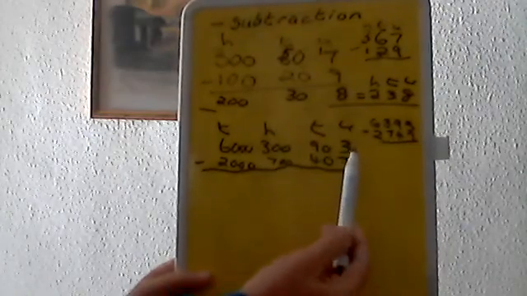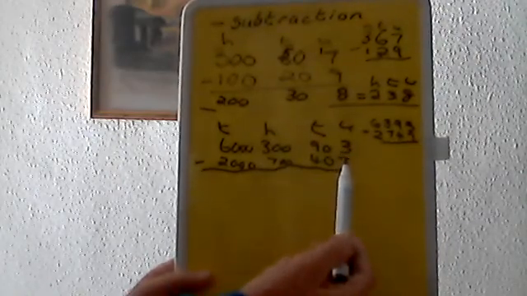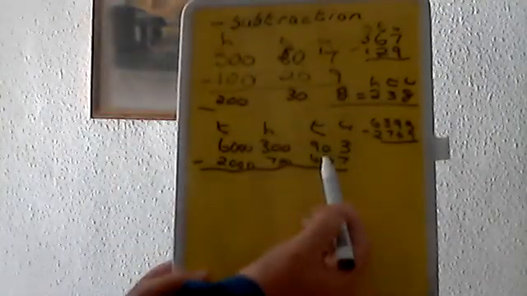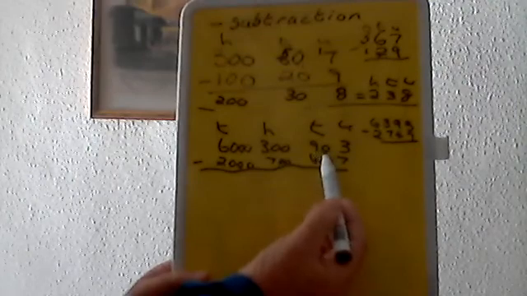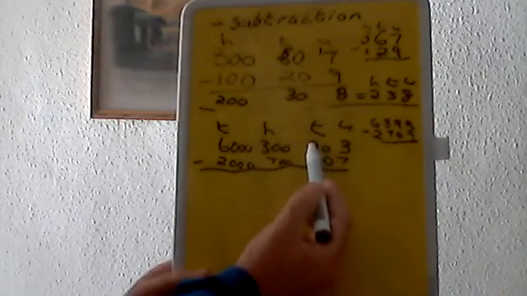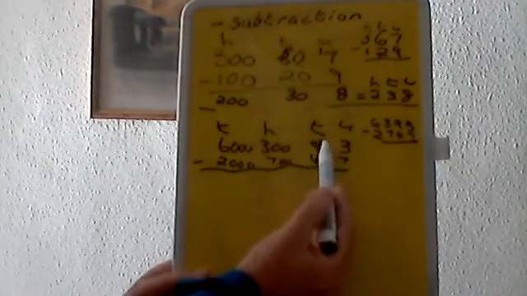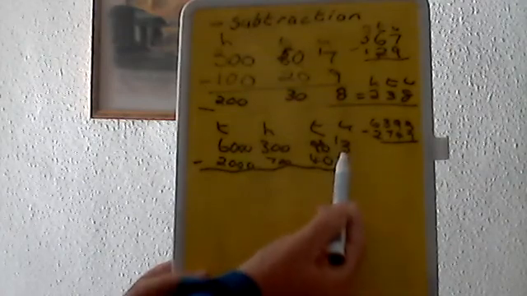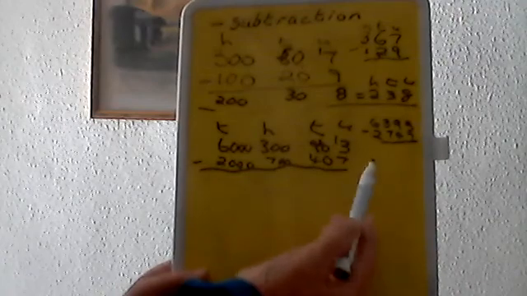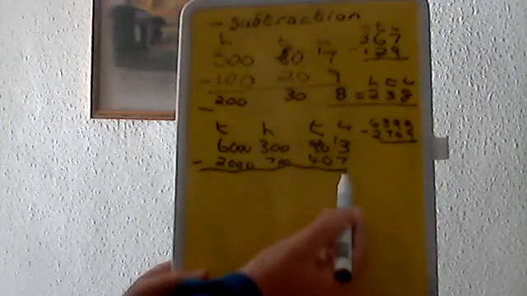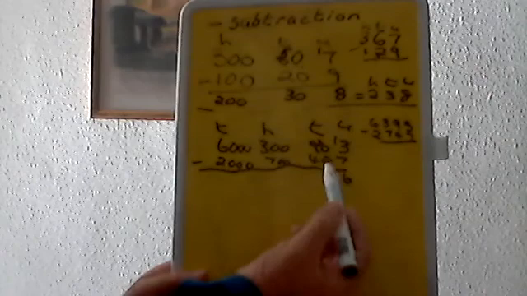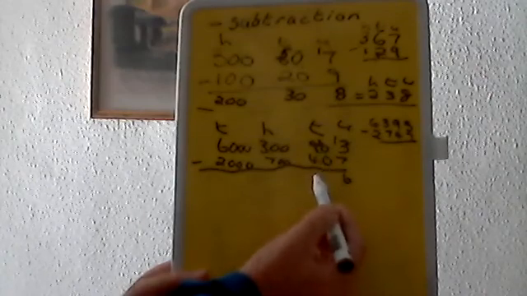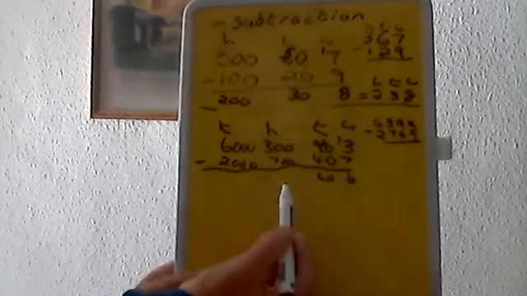Let's do the units first. 3 minus 7. No, can't do it. So what am I going to do? Come to here. I've got 9 tens. I'm going to take one of those tens. So I've only got 8 tens, or 80 there. And put the 10 over there to make the 10 and the 3, 13. Now let's try it. 13 minus 7 is 6. 80 minus 40 is 40.